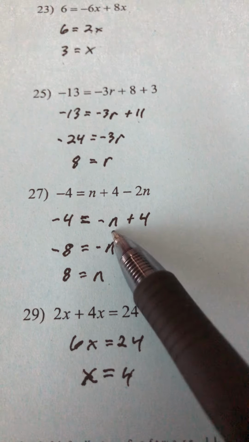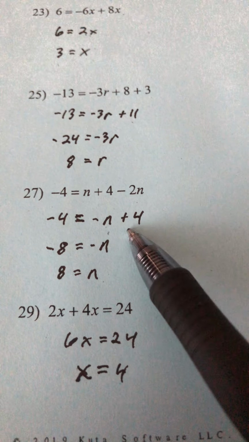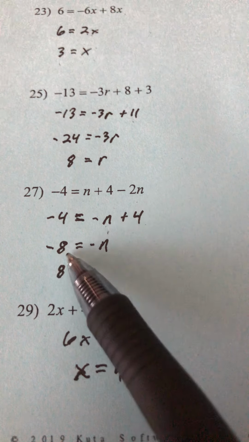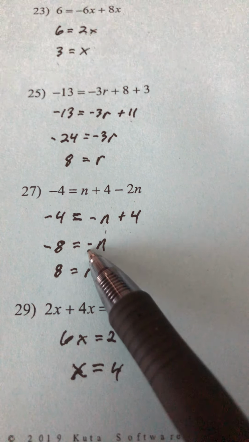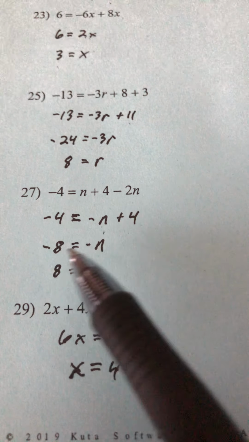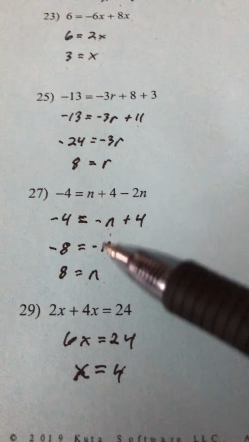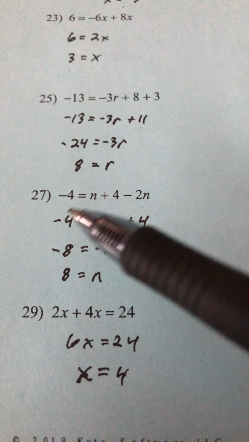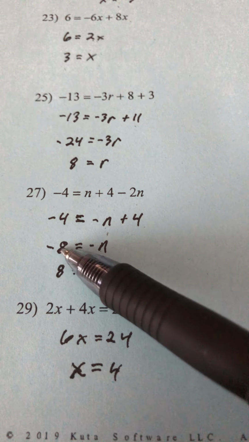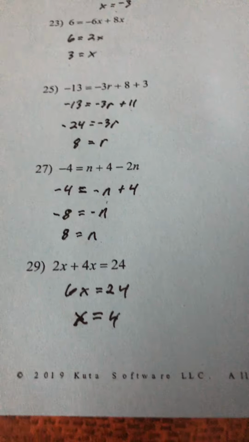I put my n's together and I get just negative 1n. And I have my plus 4, and I subtract 4 from both sides, and I get negative 8 equals negative n. I don't want to know what negative n equals. I want to know what regular n equals. So what I do to one side, I do to the other. So if I get rid of that sign, I get rid of the sign on the other side. Or you can say I'm multiplying by negative 1. So negative n times negative 1 is n. Negative 8 times negative 1 is 8. Think of it either way.